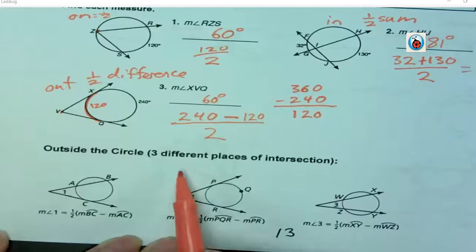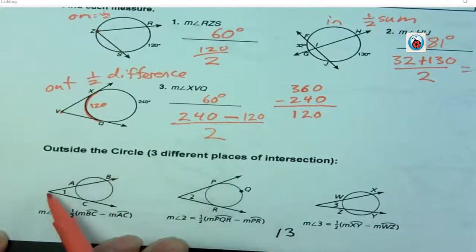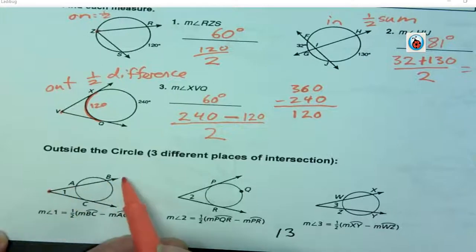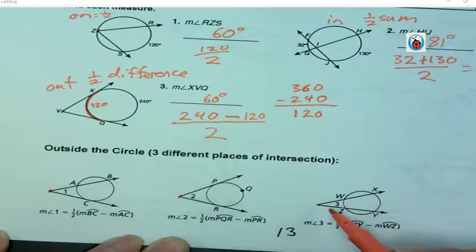Alright, and this is just to show you, if we're outside the circle, it doesn't matter if you're dealing with tangents or secants going through. As long as the vertex is outside the circle, it's the exact same math that we do.